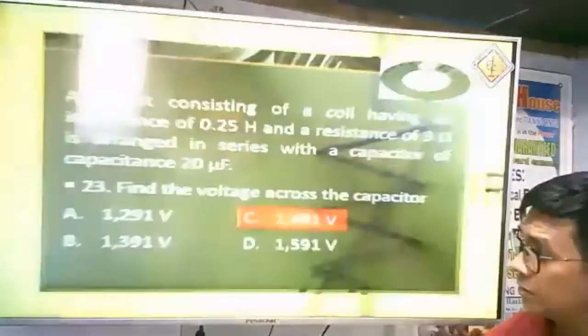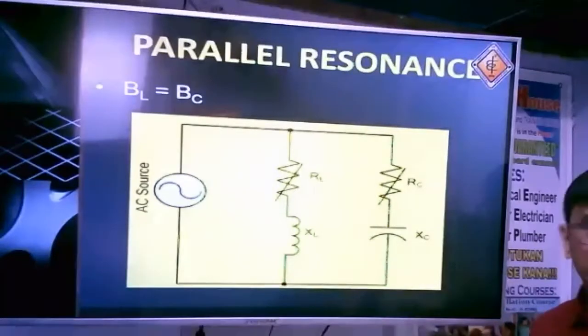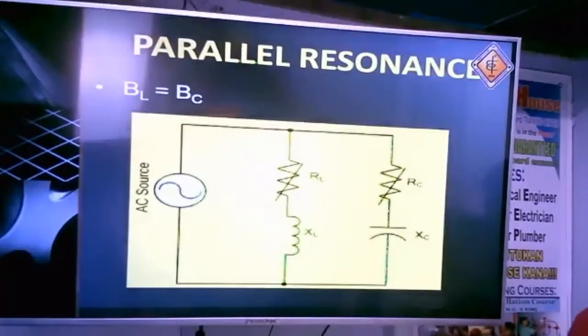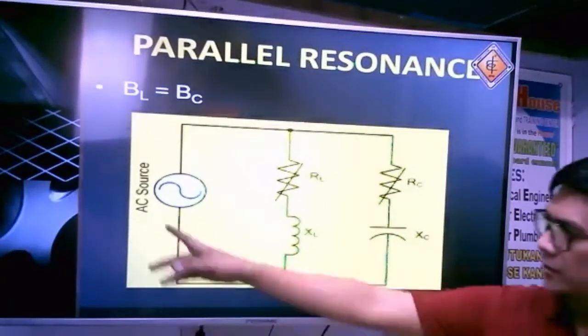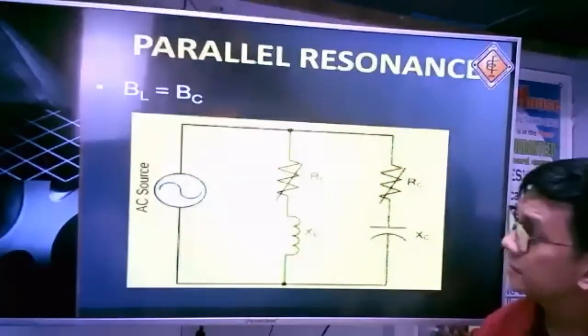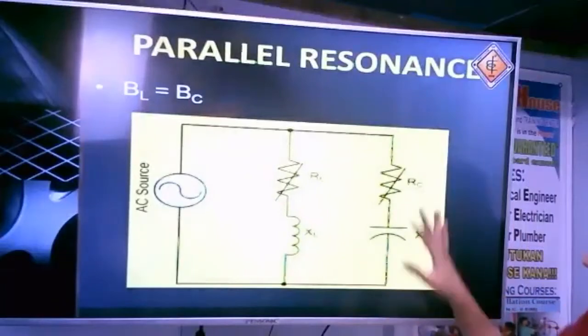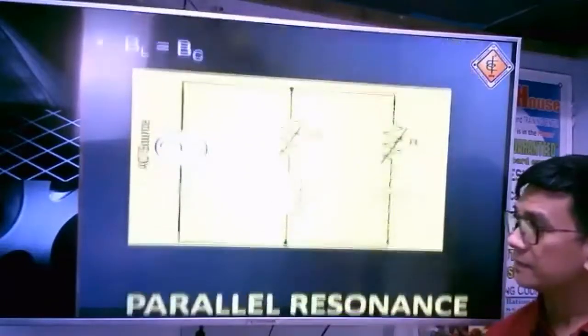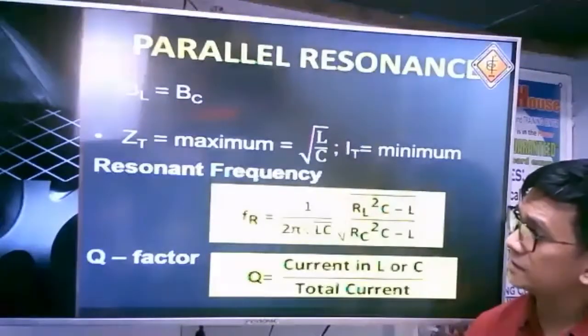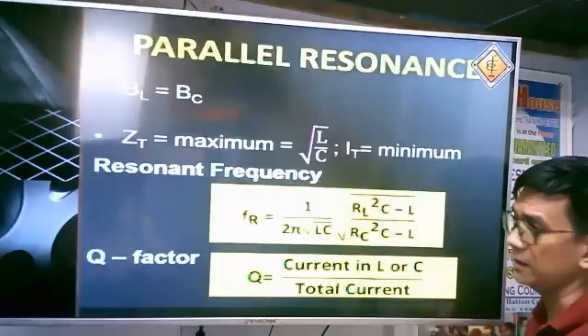Okay, so let us have the parallel resonance circuit. Parallel resonance is also known as the anti-resonance circuit. So we have here RL and we have our RC, wherein our beta sub L is equal to beta sub C for this kind of circuit. Parallel resonance is the opposite of the series resonance. That's why it is called anti-resonance.